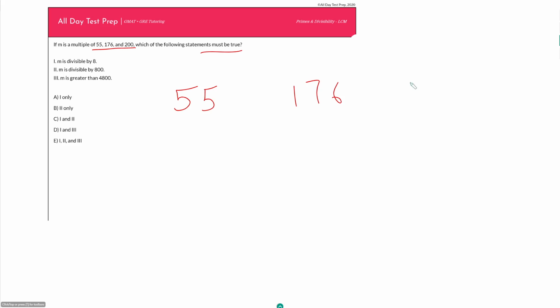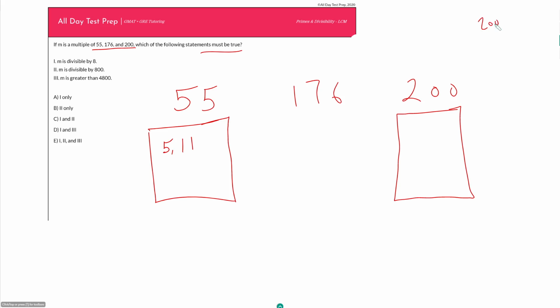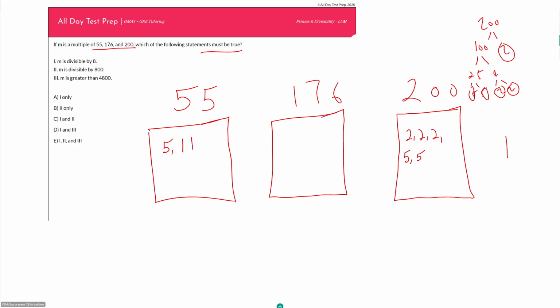When we have 3 numbers, it's no different than when we had 2 numbers. You just gotta take into account an extra number. So break these guys up into their prime factors. 55 is just 5 times 11. Do the 200 next. 200 is 100 times 2. We get 3 2's, 2 5's. That's it. What about 176? 88 times 2. This is 44 times 2. 11 times 4. So here we get 4 2's and an 11.